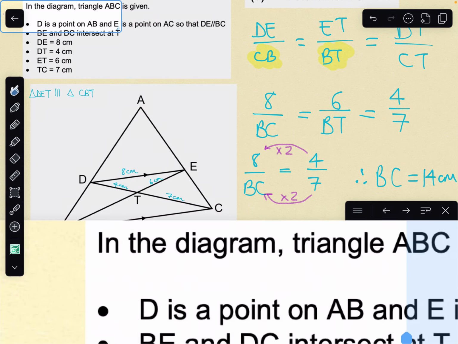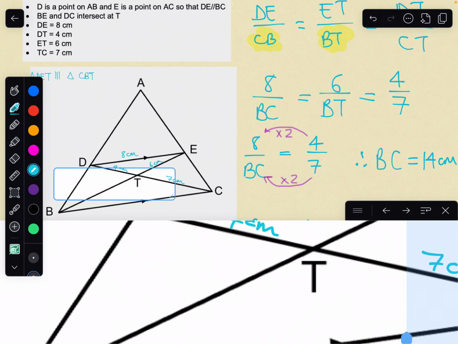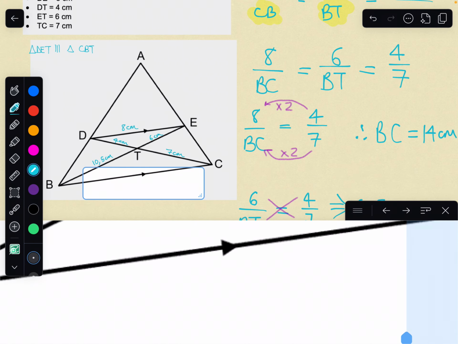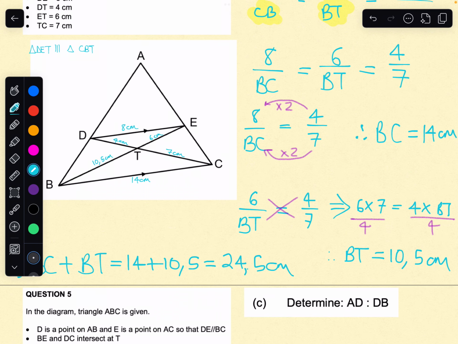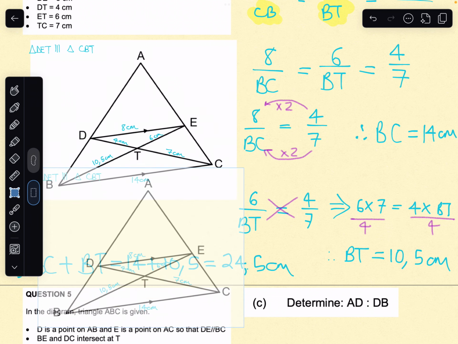I don't know if we're going to need all of that information for the next question. I'll just fill in the lengths that we found, because maybe that might come in handy. So we found that BT was 10.5 centimeters and BC was 14 centimeters. Right, so off we go to the last part of this question.